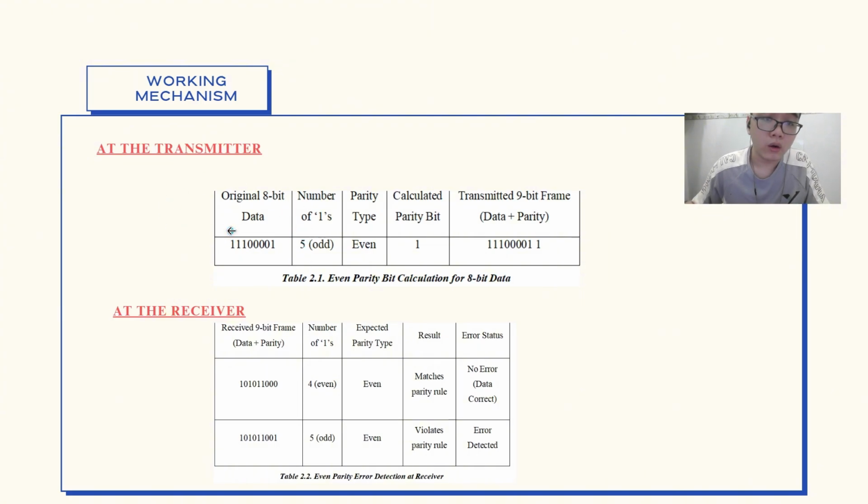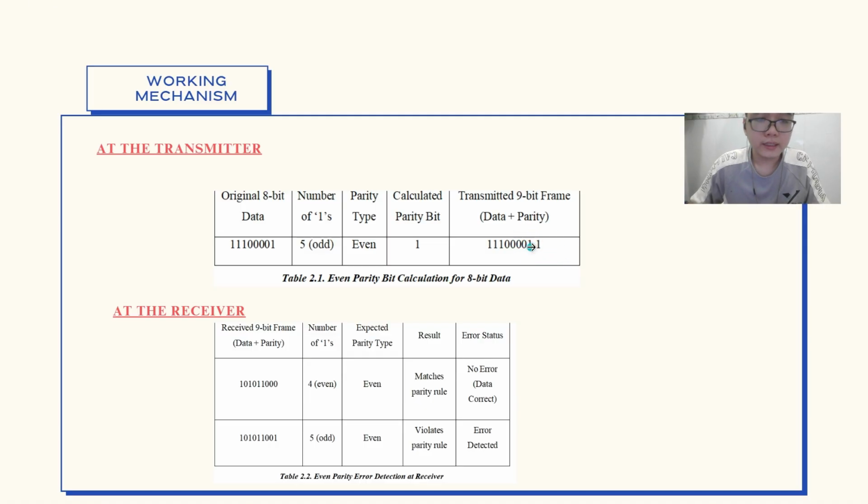In this example we have original 8-bit data, and we have five ones in this original 8-bit data, so we know it's odd. The parity type is even. The parity bit calculated gives you a one, and in the transmitted 9-bit frame you have 1 1 1 0 0 0 0 1 and a 1.